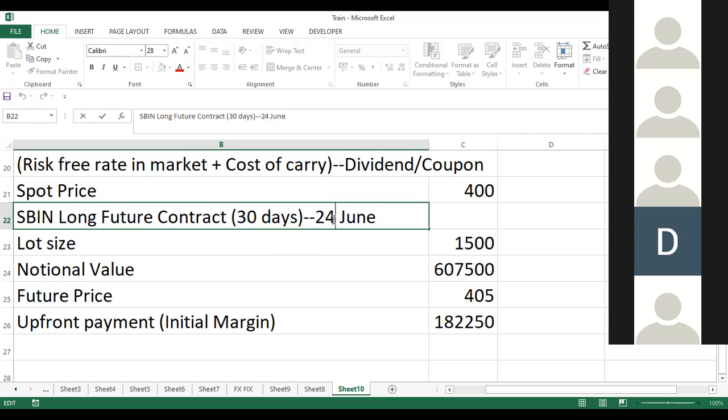So if you want to take a monthly contract, not the weekly one, you can buy a Nifty monthly also. You can buy a weekly also. So there are options available for customers, and as per their ease and convenience they can take those different contracts.